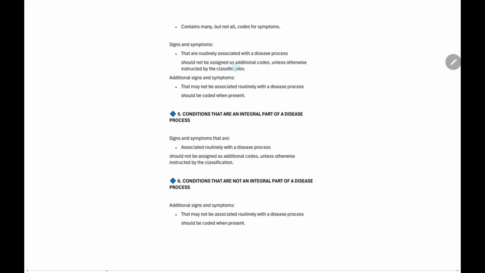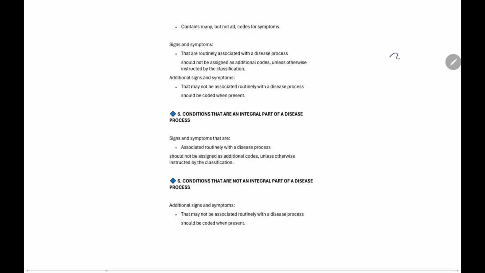Next point, signs and symptoms that are routinely associated with a disease process should not be assigned as additional codes unless otherwise instructed by the classification. Additional signs and symptoms that may not be associated routinely with the disease process should be coded when present. We already explained this just now.